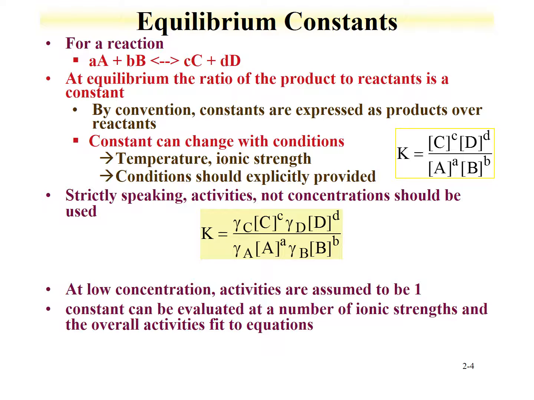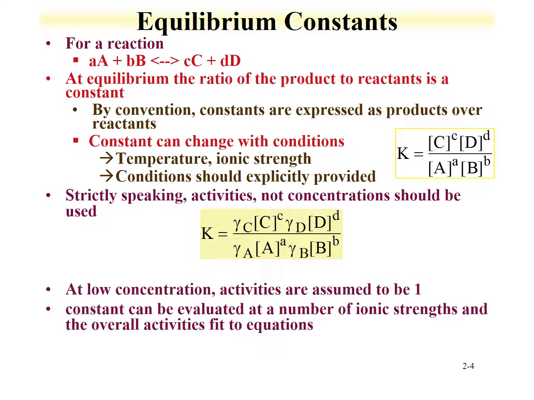Now these constants, although they're constants, can change with temperature and ionic strength. If you measure constants or if you see them in the literature, you should try to understand what the explicit conditions were that these constants were measured under. Often you will get ionic strength, the type of ion that was used to adjust ionic strength, and even temperature. But strictly speaking, these are concentrations. One should really use activities, which are listed in this equation here.